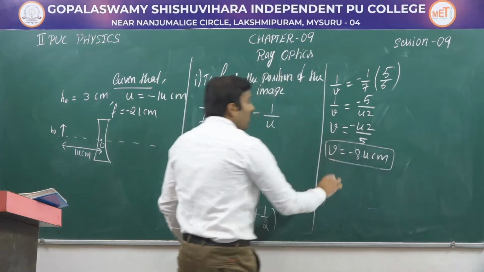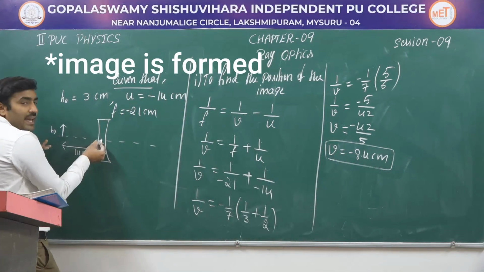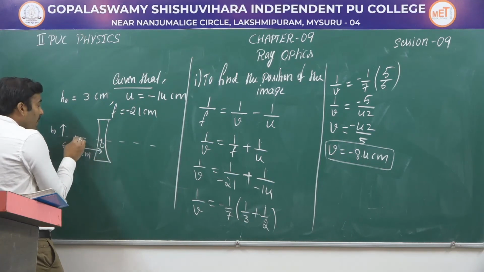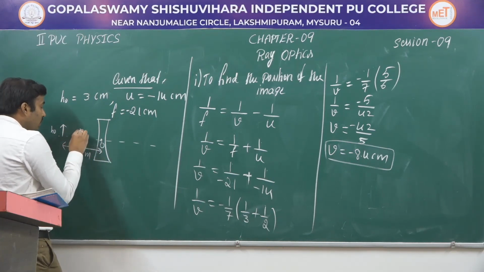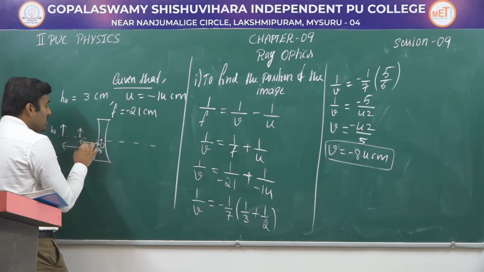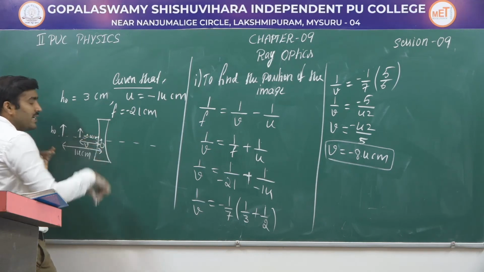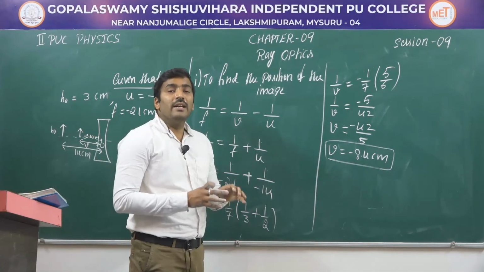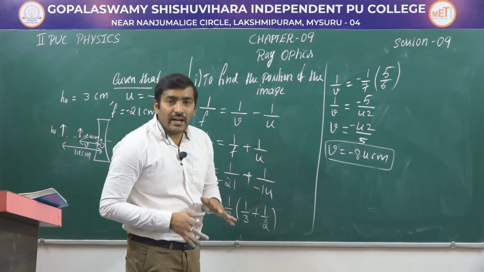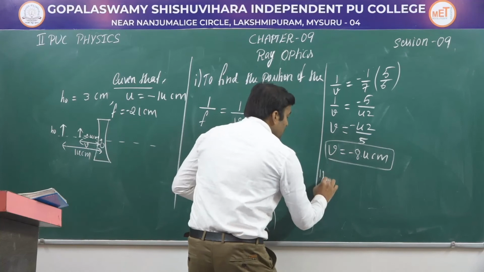So that we got the value of image distance. That is, the image is placed at a distance of minus 8.4. That is towards the same side as the object. So the image distance v will be equal to minus of 8.4 centimeter. Now we need to look at the nature and size of the image. For that we need to find the magnification. Okay, how do you find the magnification?